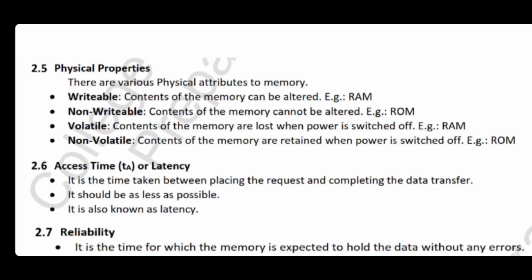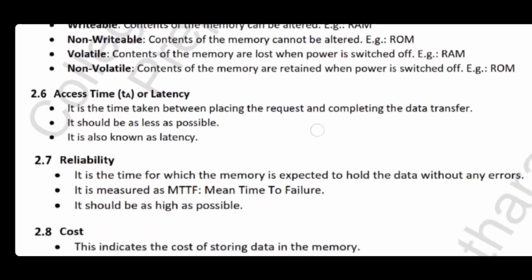So the other physical property is volatile. Content of the memory is lost when power is switched off, that is RAM. Non-volatile, content of the memory is retained when power is switched off, that is ROM. So we have already discussed the volatile properties of RAM and non-volatile properties of ROM. If the power is switched off, then the content will be lost, then it is called volatile. Then in non-volatile memory, even if the power is lost or switched off, the data in the memory will be retained. It will not be lost. That is example ROM. So these are the 4 physical properties of memory.